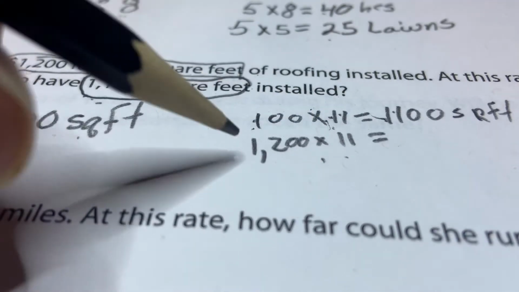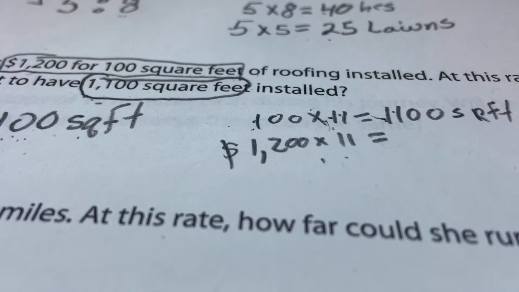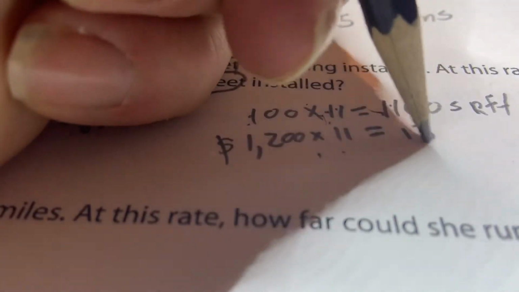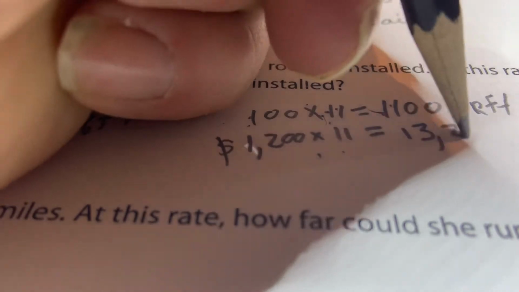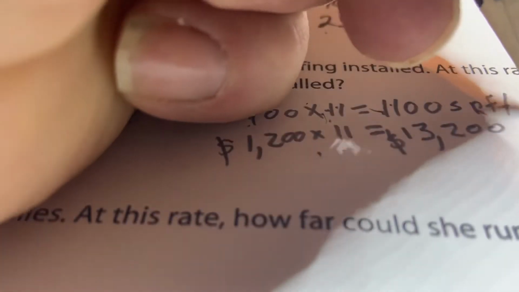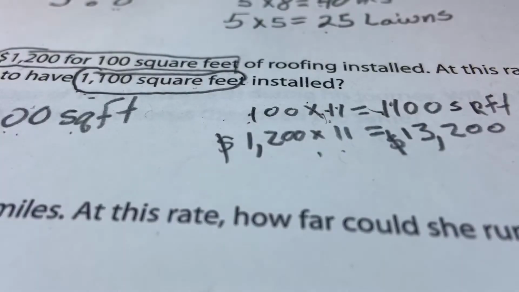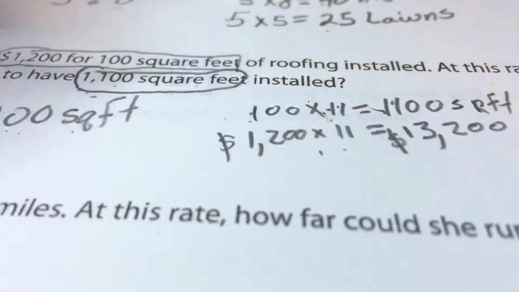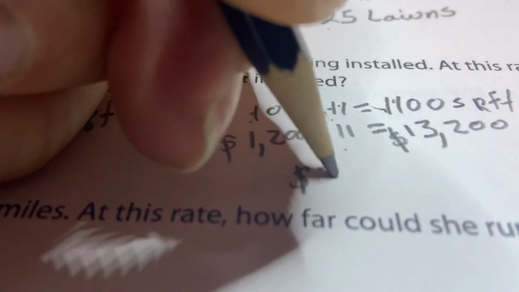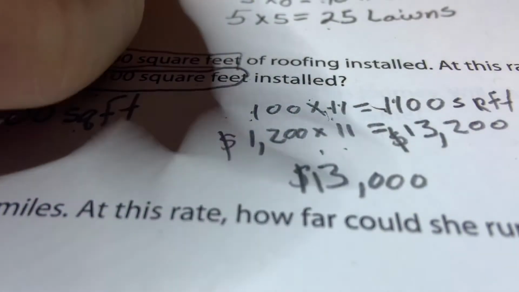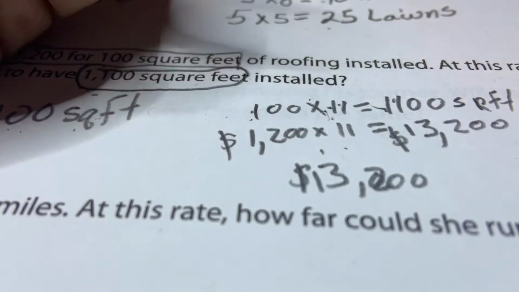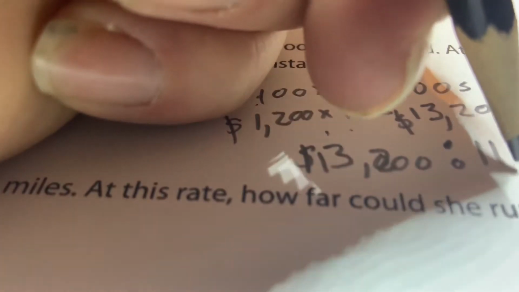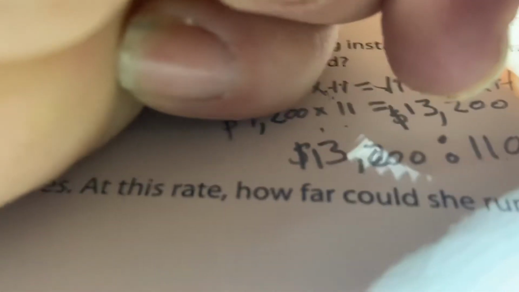So it's 11 times $1,200. It's going to cost you $13,200 for 1,100 square feet. Let's write it just in a ratio so we can see what it really looks like. It's $13,200 to 1,100 square feet.